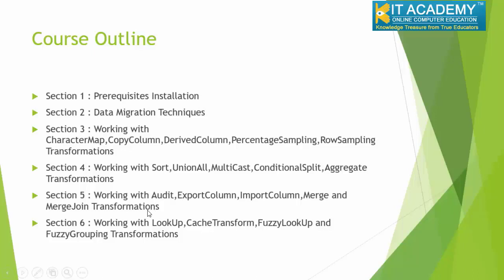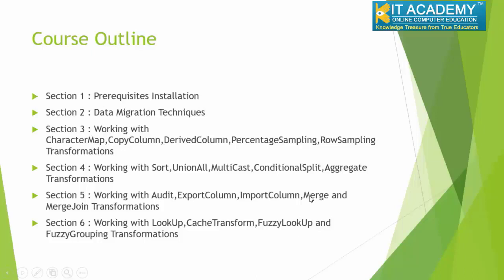Also, I have discussed the aggregate transformation, which is pretty much like group by in your regular SQL Server. And in section 5, I have discussed the audit transformation and also export column. So what if, for example, you have a very large column in your SQL Server and you want to export that data to your file system, or you have a file on the file system and you want to import that onto SQL Server? That's been discussed in section 5.